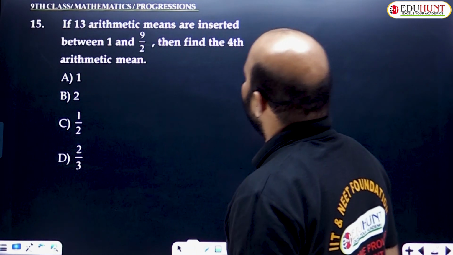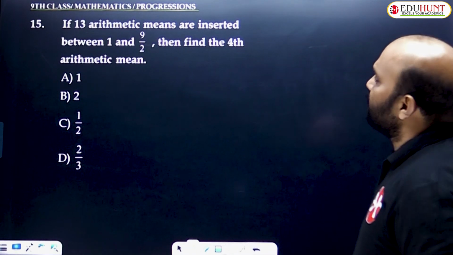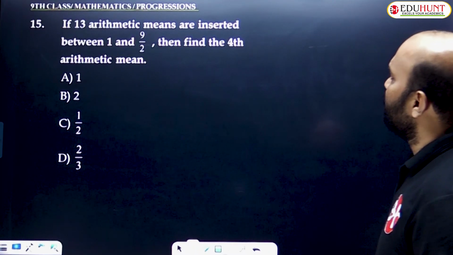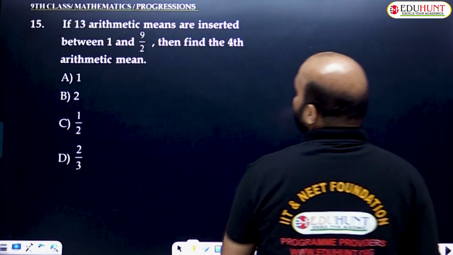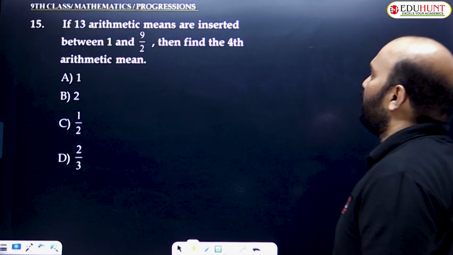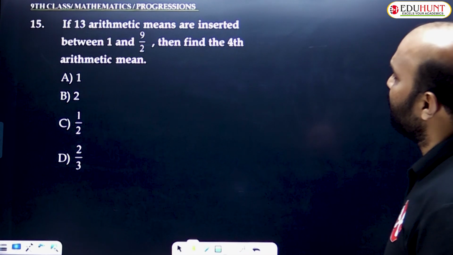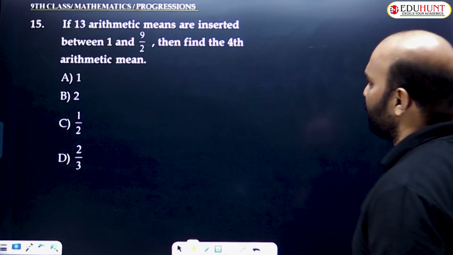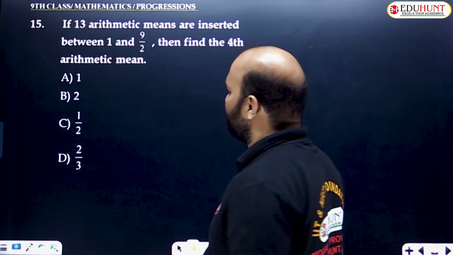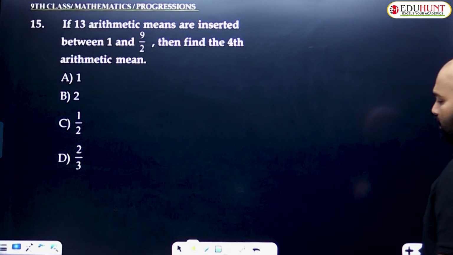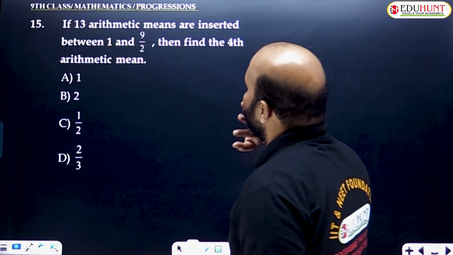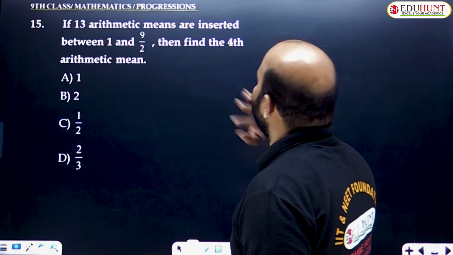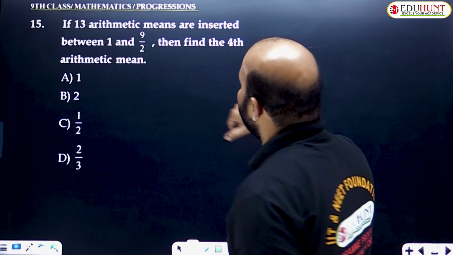If 13 arithmetic means are inserted between 1 and 9/2, then find the fourth arithmetic mean. So what am I given? 13 arithmetic means are inserted between 1 and 9/2, then find the fourth arithmetic mean. Option A 1, option B 2, option C 1/2, option D 2/3. So clearly we need to understand, in that case, what I am given: 13 arithmetic means are inserted between 1 and 9/2.